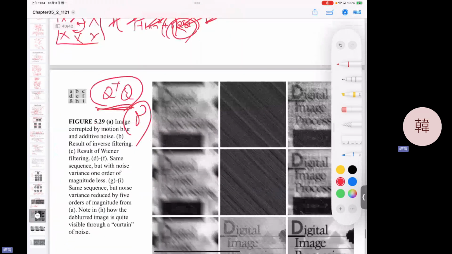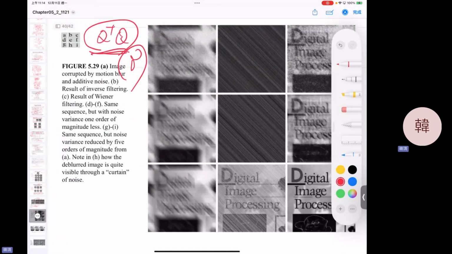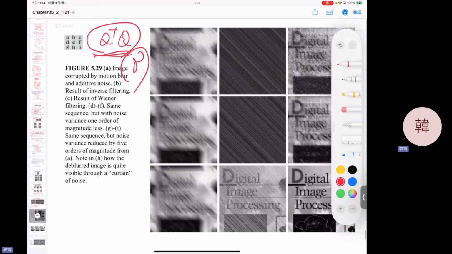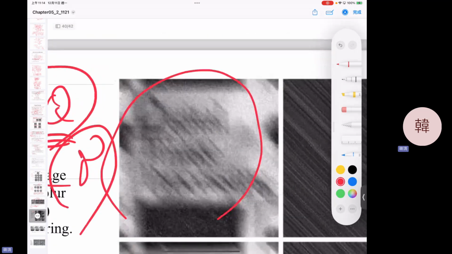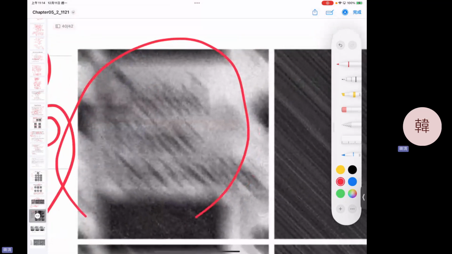Okay. Here is another example, in text. This is corrupted. Image A is the image corrupted by motion blur and additive noise. To tell the truth, if you see this image at hand, do you know what the content is? Can you tell me what the content of this image is?